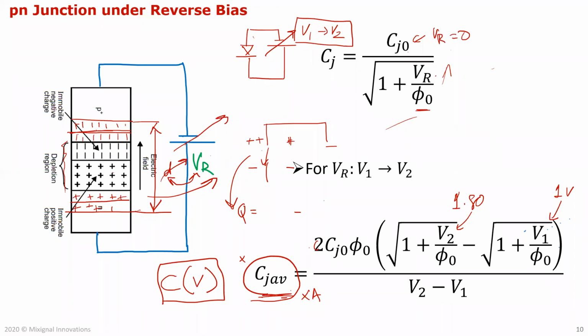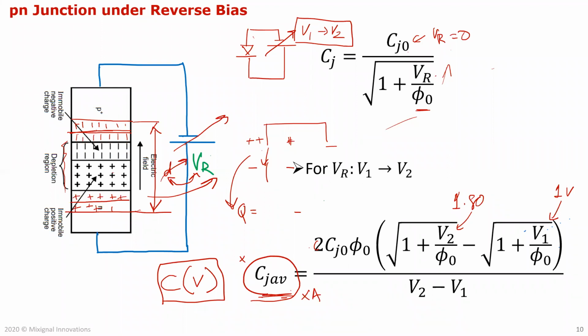So what is phi naught? It's a potential. It's a process parameter. It's given to you by the process. It depends on the doping and so on. Okay. So typically, again, that's a value about 0.6 to 0.7 or 0.5, depending on the type of material. Okay.